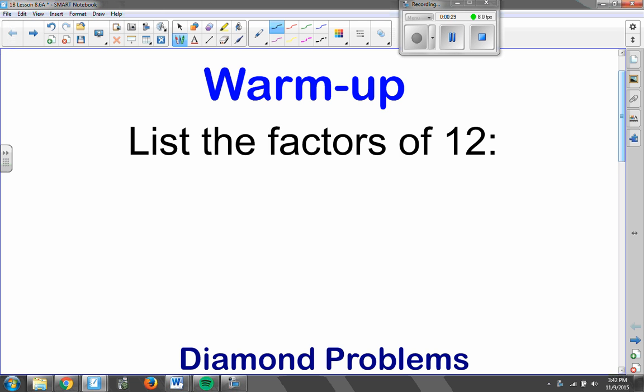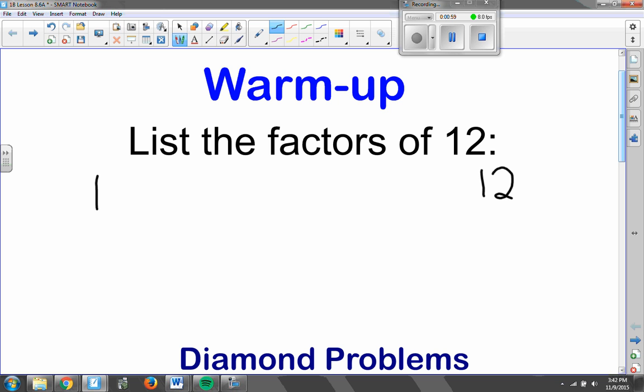One more problem, just so we can remind ourselves about factors. We're going to list out all the factors of 12, meaning numbers that can multiply to get to 12. And I will always, when I'm trying to list out factors, start with the number 1, and then go way to the other end and list out the number that goes with 1, that is 12, because I know 1 times 12 will give me 12.